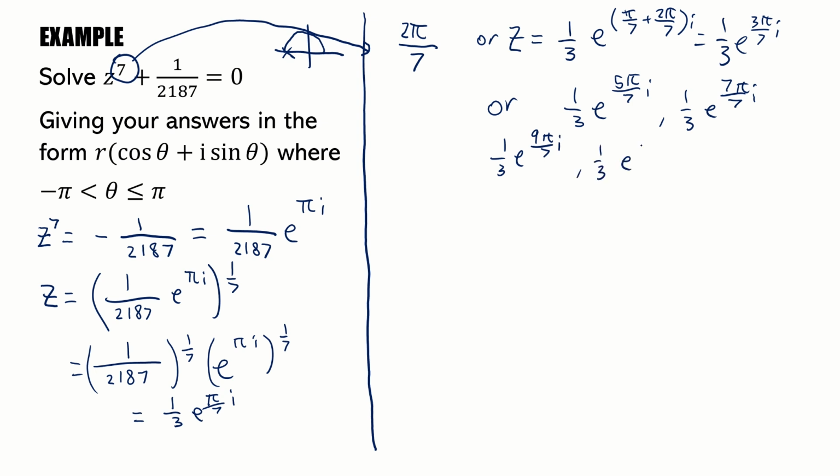1/3 e to the 11 pi over 7i. How many roots have we got so far? 1, 2, 3, 4, 5, 6. One more to find: 1/3 e to the 13 pi over 7i. I know that's the last one because now I've got 7 roots. And a reminder, you're always expecting the number of roots to match the number that is in your power. So we've got our 7 roots. Cool, we've solved the equation.